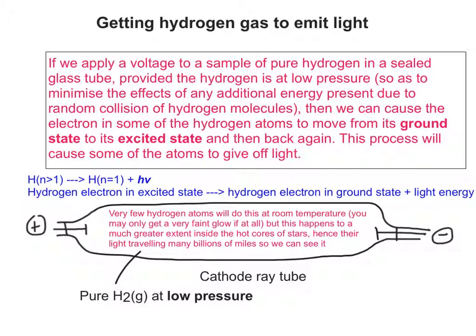In reality, very few hydrogen atoms will do this at room temperature. You may only get a very faint glow, if at all, if you actually do this in the lab, but this happens to a much greater extent inside the hot cores of stars. Hence the light travels many billions of miles, so we can actually observe it. But it doesn't take away from the fact that it can happen. If the energy striking an electron in a hydrogen atom happens to match the energy difference between one energy level and another, then you will get the electron going from a ground state to an excited state, and then back down again, giving off light.